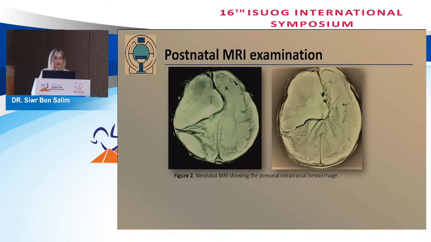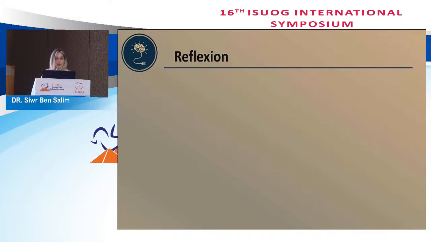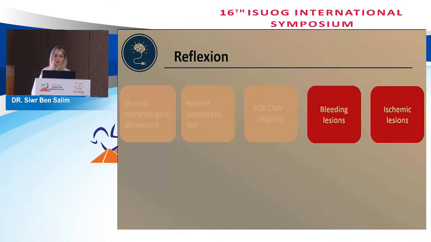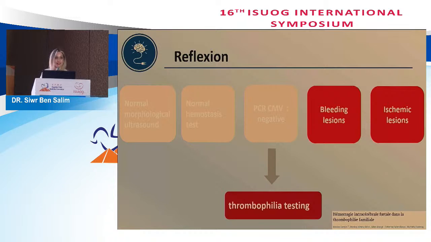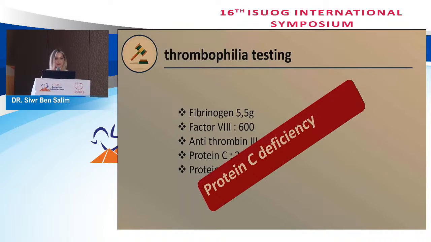At day 5 of life, postnatal MRI examination confirmed the prenatal diagnosis by showing multiple bihemispheric extra-axial hematomas of different ages, porencephalic multicystic leukomalacia, and no vascular malformation at MRI angiography. So, to summarize, in front of normal morphological ultrasound, normal hemostasis test, a negative PCR CMV, bleeding lesions and ischemic lesions, we decided to do the thrombophilia testing.